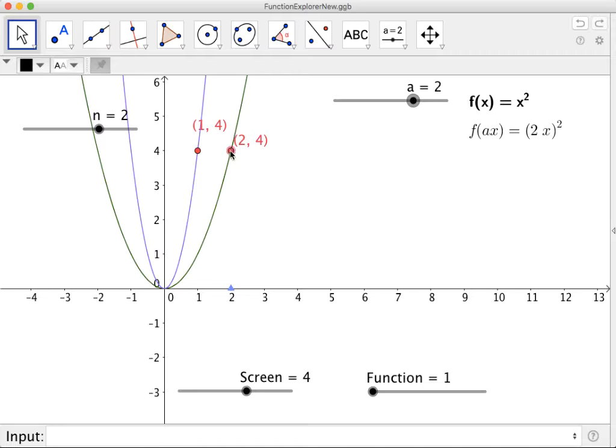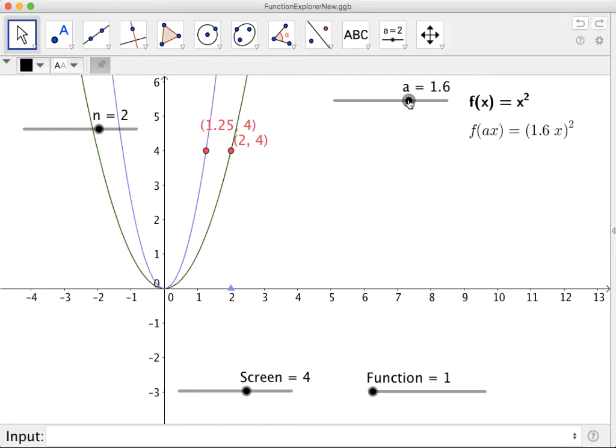So what that means is that instead of f of x being equal to x squared, we're saying that our value of y is equal not to x squared, but to, in this case, 2 times x squared. So that means we have to move back to a value of 1 to get a value that corresponds to a y value of 4.